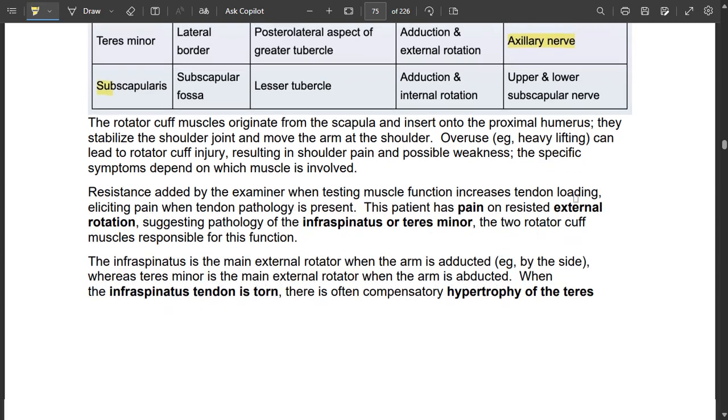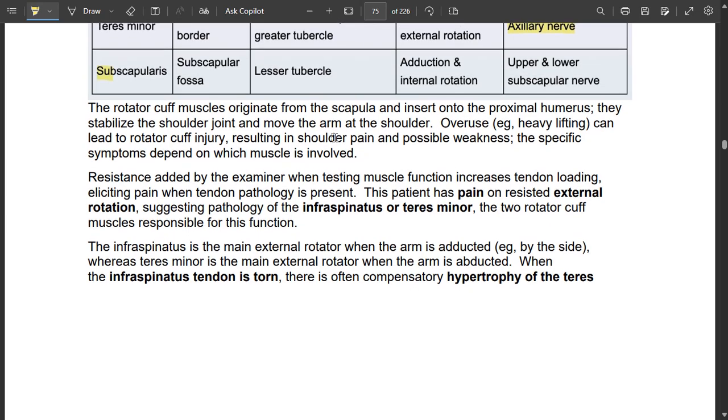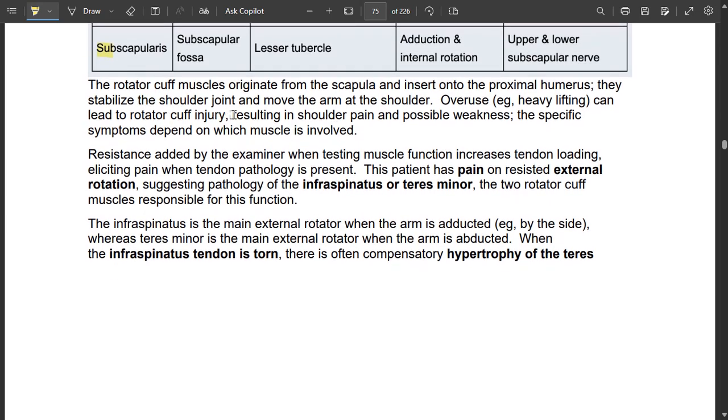Okay, rotator cuff muscles originate from the scapula and the proximal humerus. They stabilize the joint and move the arm and the shoulder. Overuse can lead to a tendon injury, resulting in shoulder pain and possible weakness. The specific symptoms depend on which muscle is involved.